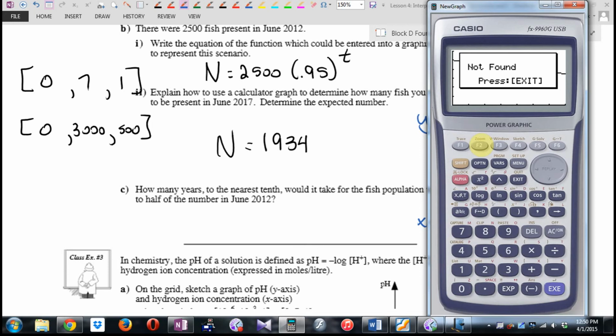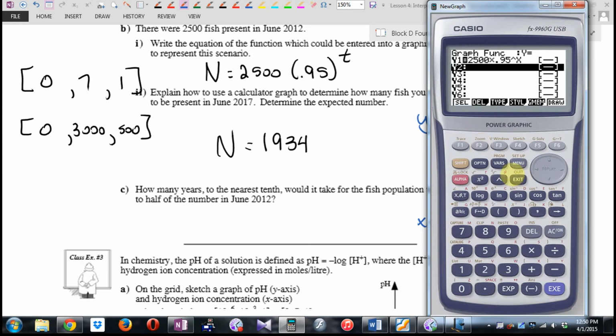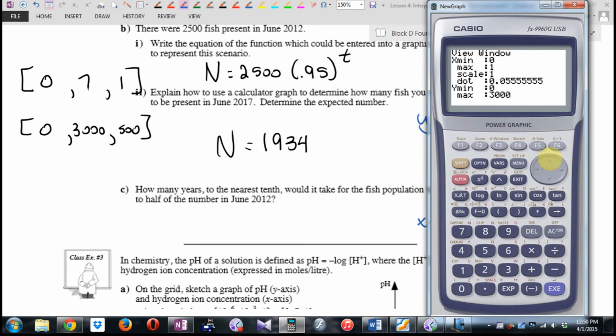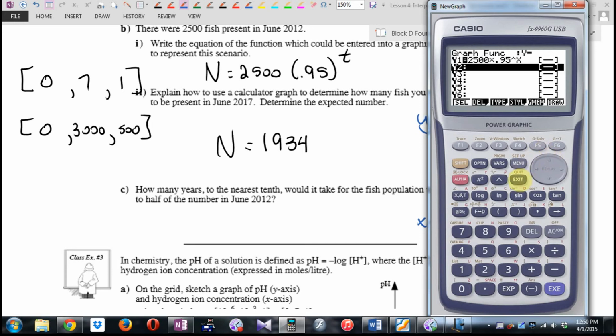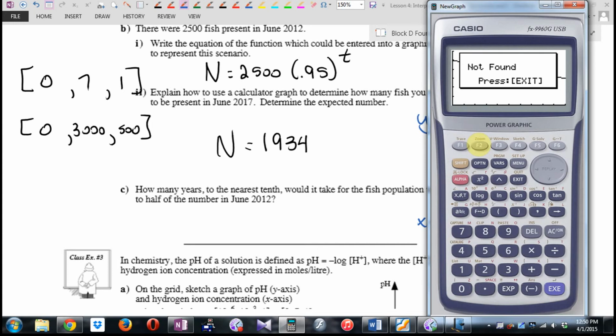Okay, here's what that means. It's off the screen. It doesn't happen in the first 7 years. You know what we need to do? Change our view window. It says press exit. I'm going to go carefully shift F3. How many years? Let's try 10. That was what somebody suggested. Draw, G-solve, arrow sideways. 1250. Nope, not found.